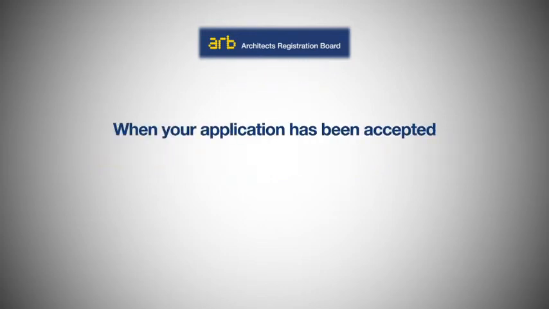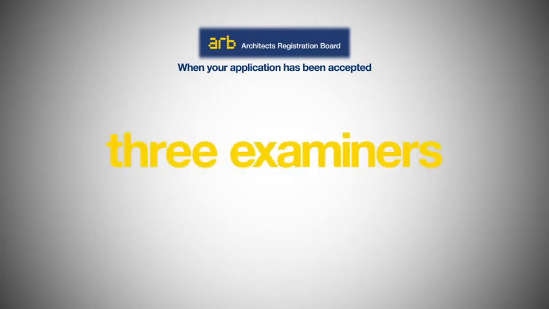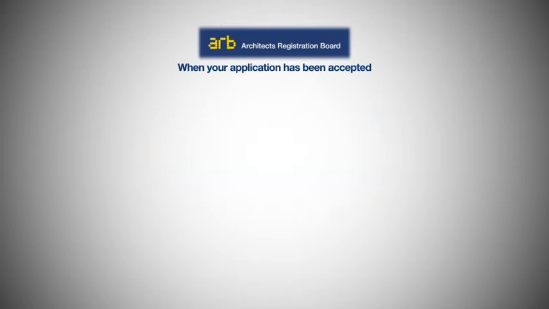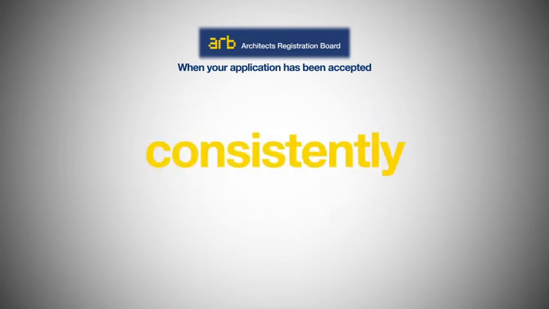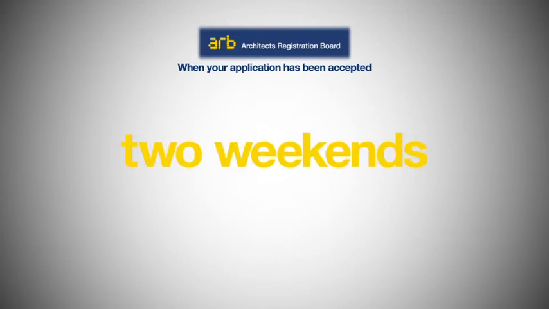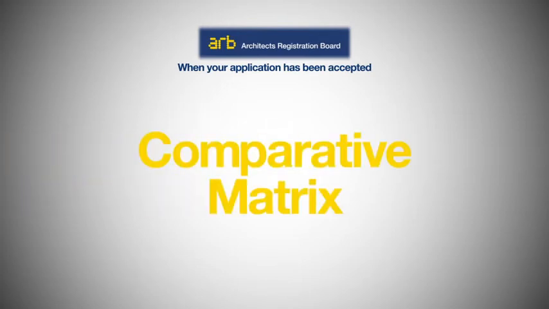When your application has been accepted, you'll be notified of the date of your exam. ARB staff will prepare your application, and it will be copied and sent to the 3 examiners on the examination panel. A copy is also sent to the independent examiner, whose role it is to ensure that all examinations are conducted consistently and fairly. The examiners will have at least 2 weekends to look at the applications, and will prepare by looking carefully at your comparative matrix to get an understanding of the material you're going to submit.